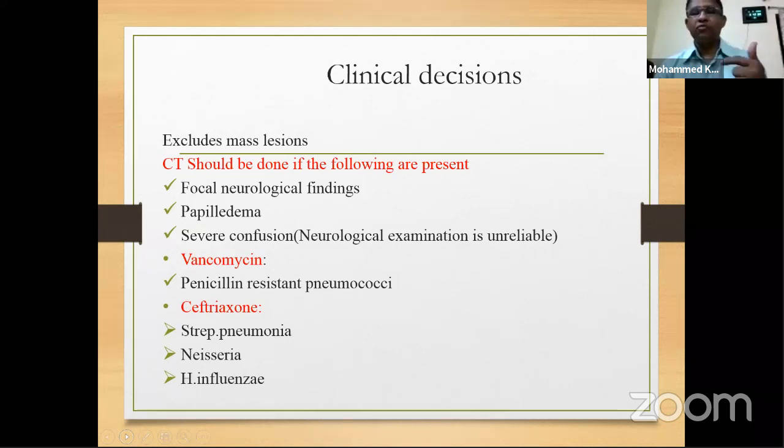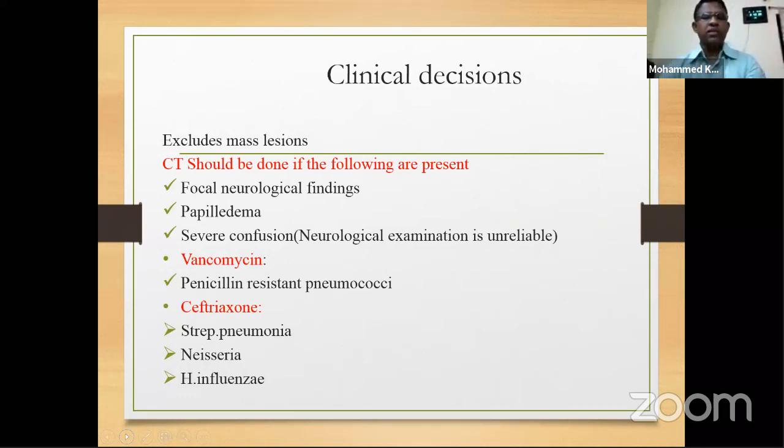Whenever you suspect focal neurological findings, as I said, the patient will complain with an abscess, where you can have a cavity filled with pus. Go for a CT scan if there is increased intracranial pressure, which you rule out with the help of an ophthalmology friend saying it's a case of papilledema. Or it could be a severe confusion where the patient is not able to give you a clear-cut account of what he had for breakfast, or what he wore yesterday, or whom he talked to on the phone. So in these cases, do a CT scan.